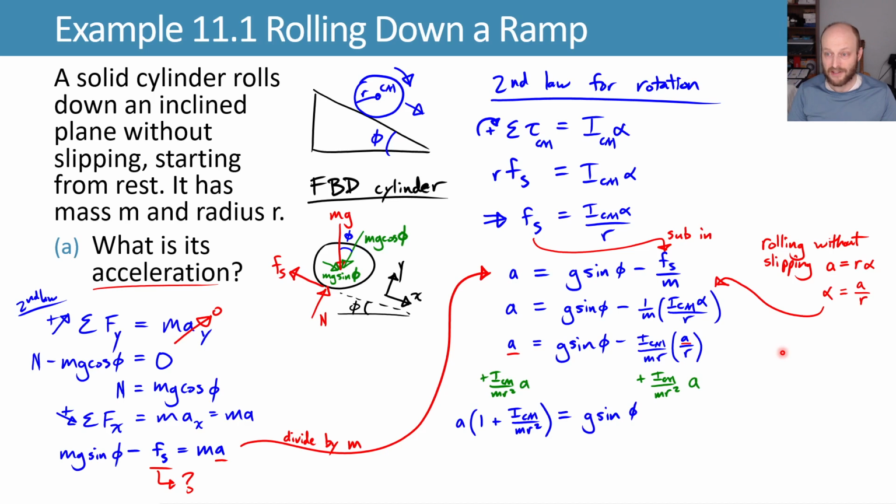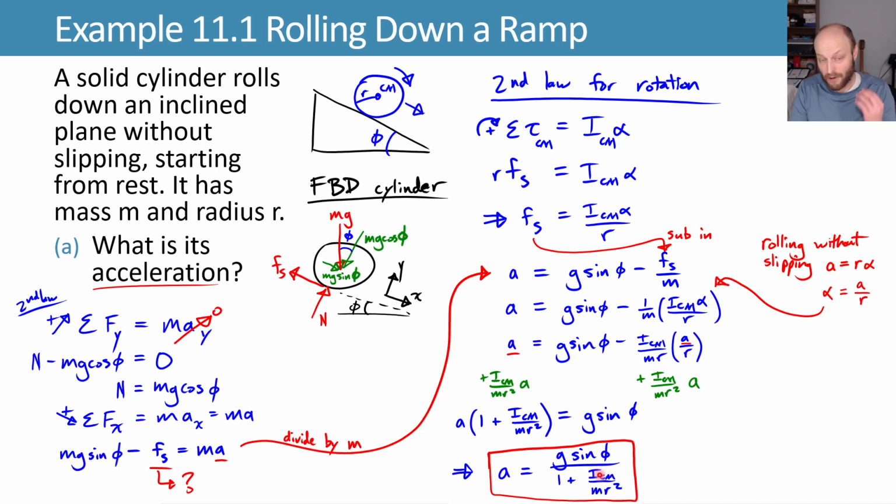And then that equals g sine phi, leaving us just one more step, which is dividing by the coefficient here by a to get a by itself. A is equal to g sine phi over 1 plus our moment of inertia about the center of mass of this object divided by mr squared. And there's an interesting thing.